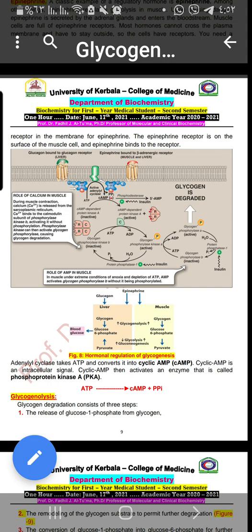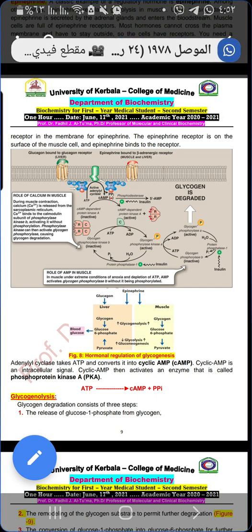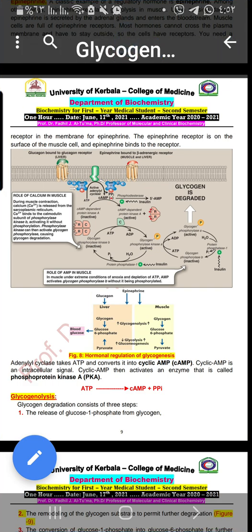Figure 9. Alpha-1,4 glycosidic bonds on each branch are cleaved by glycogen phosphorylase, leaving 4 residues along each branch. The transferase shifts a block of 3 glycosyl residues from one outer branch to the other.